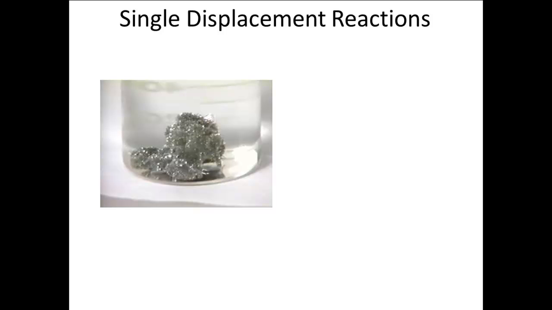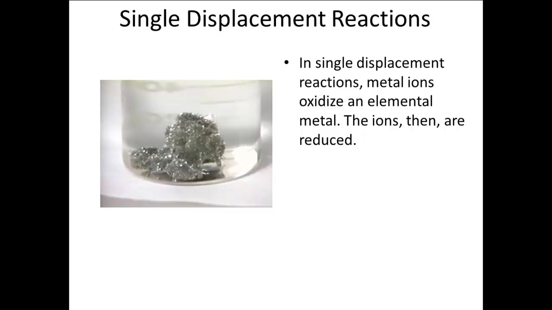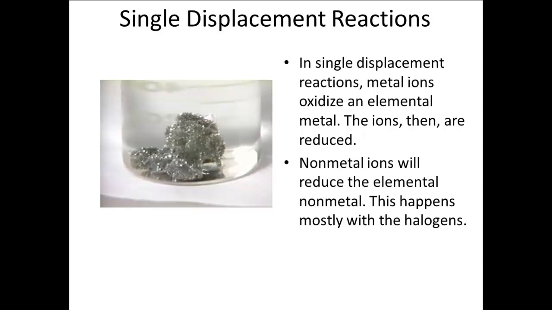One important and simple type of redox reaction is the single replacement reaction, in which a neutral element replaces an element in a compound. Typically, metal ions oxidize an elemental metal. The metal ions are reduced. Nonmetal ions will reduce the elemental nonmetal. This happens mostly with the halogens, where the element higher in the periodic table will replace the halide ion lower down in the table.